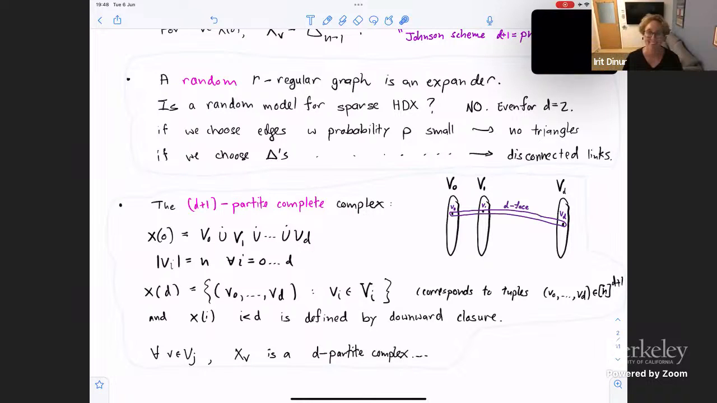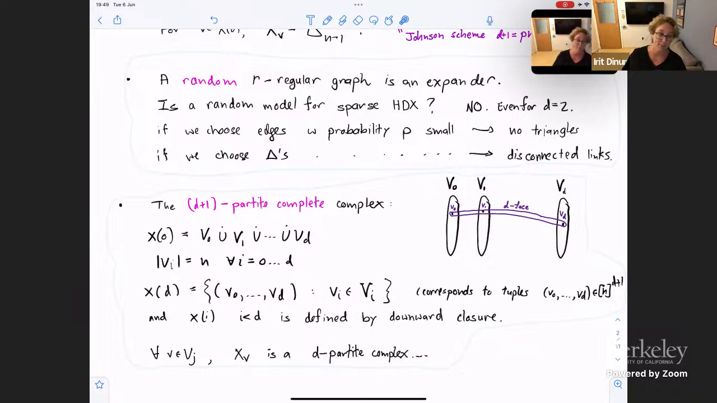Okay. All right. I have a vertex in some color class J, and I look at the link. So I need to basically look at all the faces containing this vertex. Who are they? Well, basically, I need to choose a vertex from every other color class. So I have one fewer colors, and I have still n vertices in each one. So I get a complete D-partite complex on all the remaining color classes.